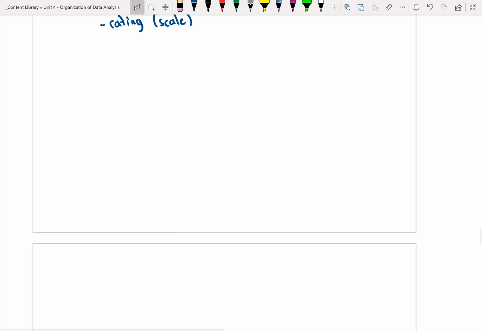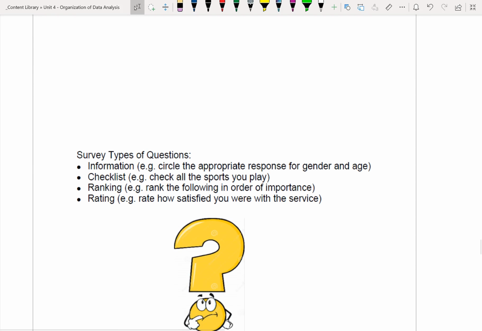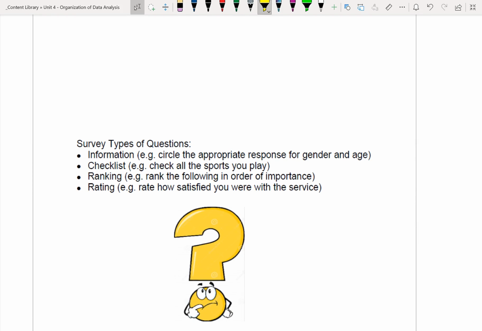In addition to those two types, you have different survey types for questions. So you have something where there is information. This could be something like circle the appropriate response for gender and age, right? So you're getting information about the people. You have something where there is a checklist, right? Check all the sports you play.